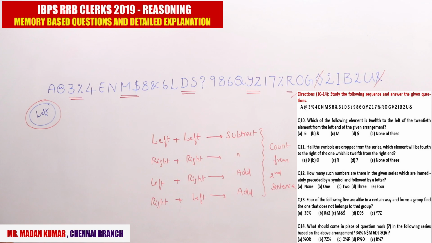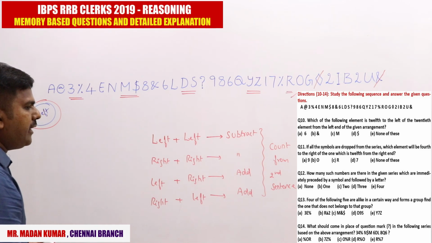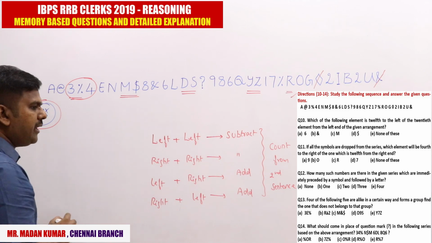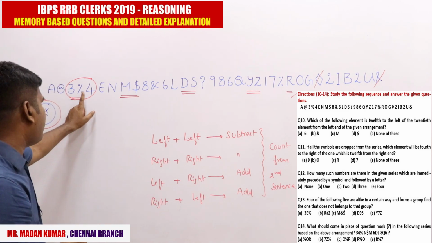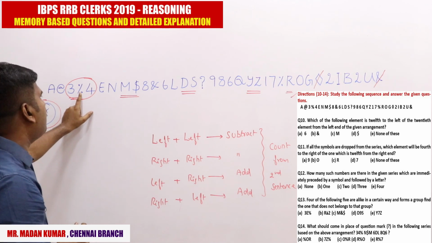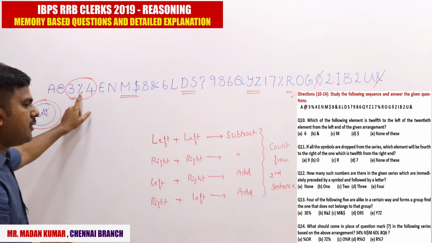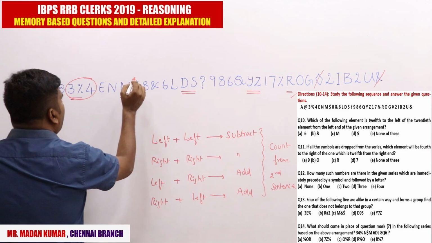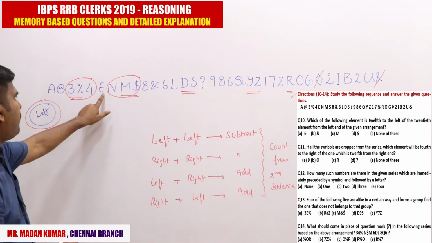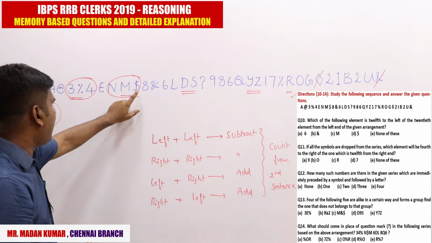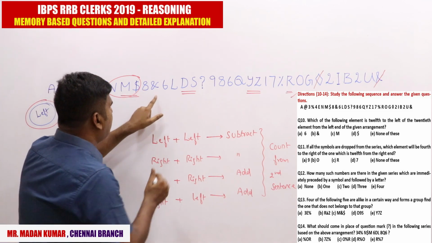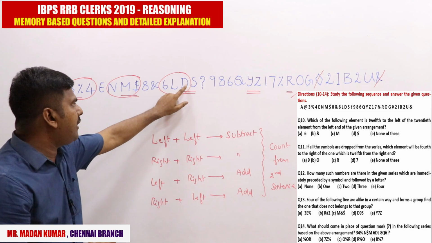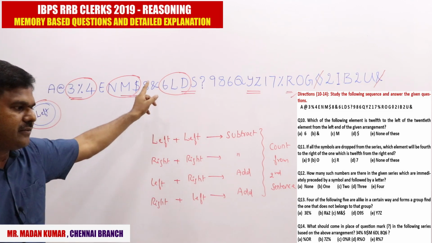What should come in place of the question mark in the following series based on the above arrangement? What is being given? 3 4 percentage, it is being given. One is left over, taking the next sequence, and whichever comes in the percentage place, that one. So 3 4 percentage, and the next one N dollar M. One is left over, they have taken N dollar and M, and 2 are left over. 6 D and L. They take the alternate one immediately, and L I'm putting on the last. That is how it is in the sequence.